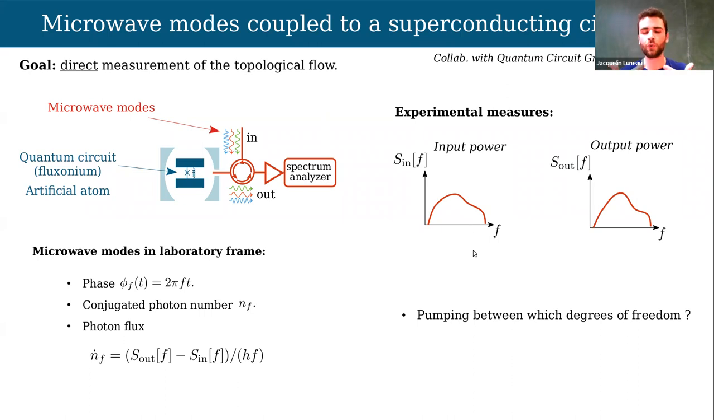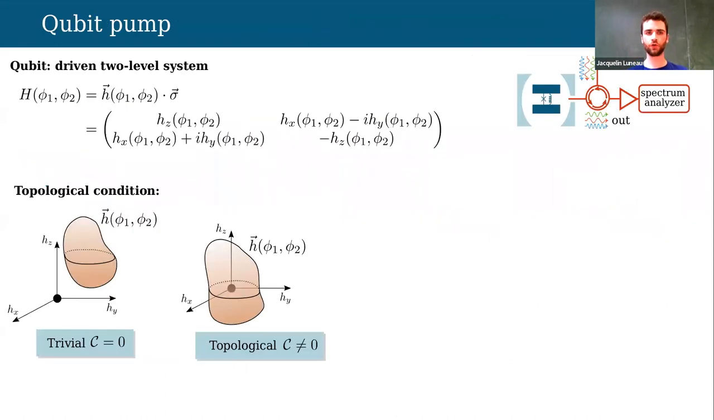So now the question is between which degrees of freedom do we have pumping? At which frequency should we measure power? Which power should we measure? So I will first discuss the case of a qubit pump. So what we call a qubit is a two-level system. So we only consider here the two lowest energy level of the quantum circuit.